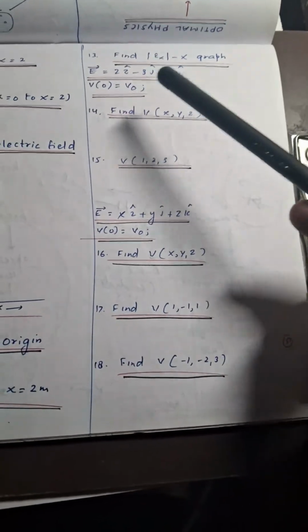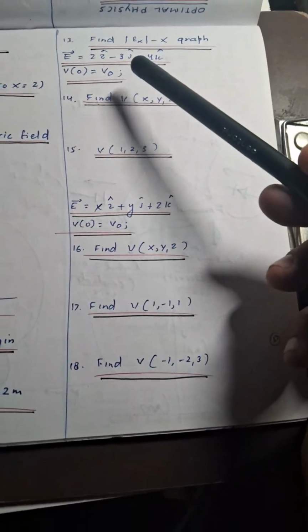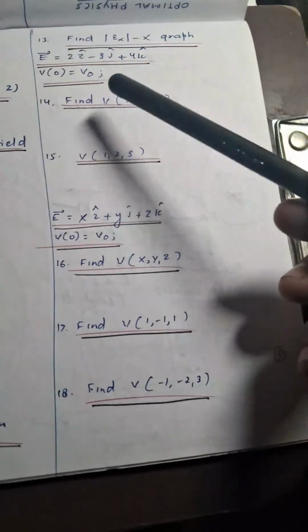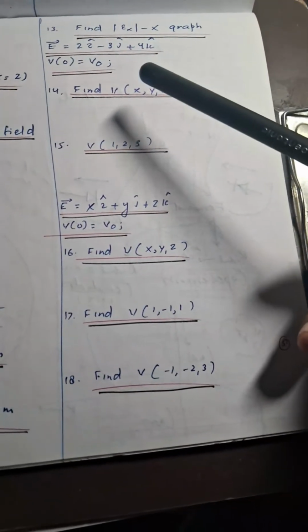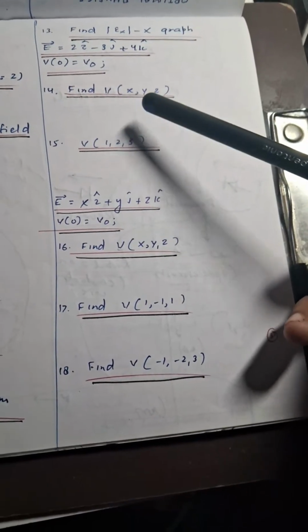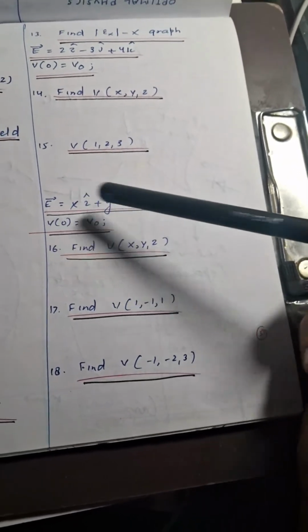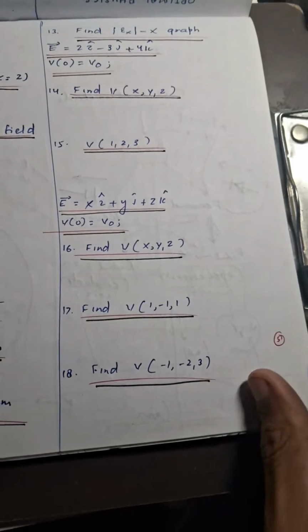Then a problem based on electric field is given as a vector in space which is constant. Potential is given at the origin and we need to calculate potential at different points. Then in another form, the electric field is variable and we need to calculate potential at different points.